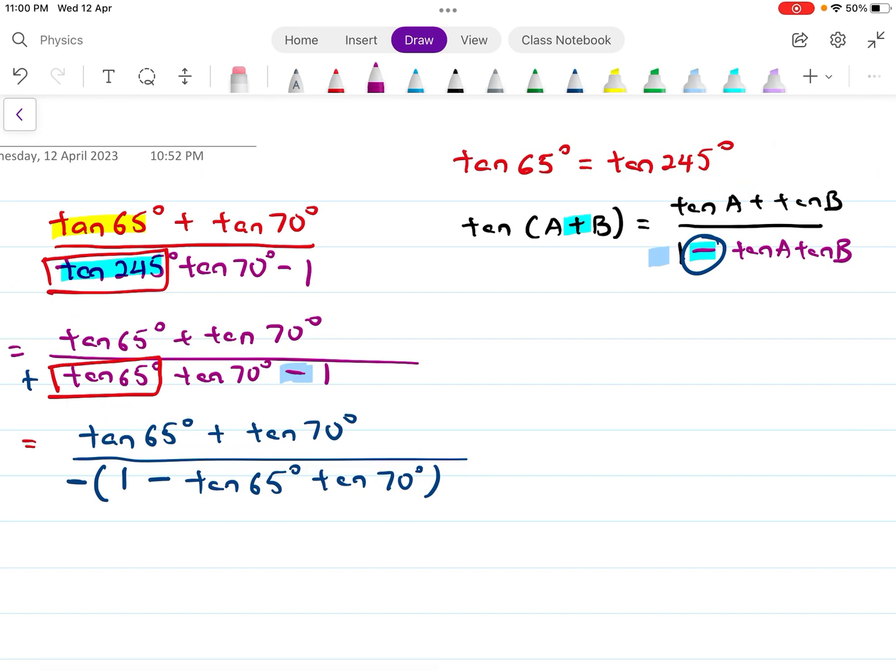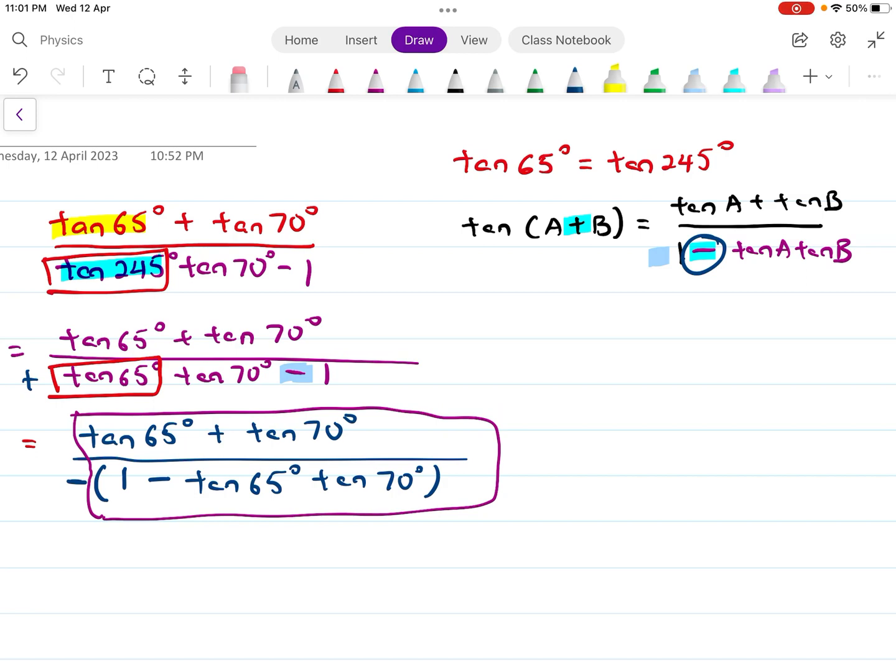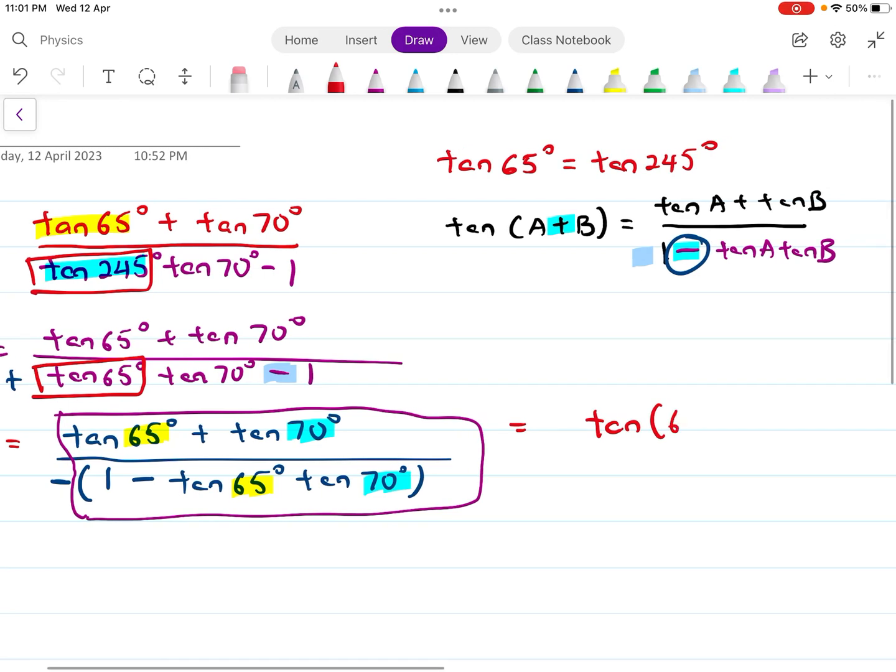So this part will be like your tan A plus tan B over 1 minus tan A tan B. So what is the A, what is the B? This will be your A. Then this will be your B. Alright, let's put the thing together. So tan (A plus B). A plus B is 65 degree plus 70 degree. But don't forget, I take out the negative, right? I must put back. So meaning I put minus here.